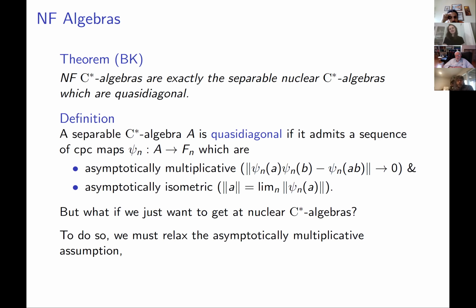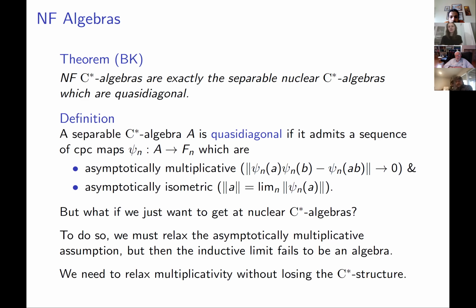Well, the problem is, if we want to tease out quasi-diagonality, we caught it by imposing this asymptotic multiplicativity assumption. But if we try to relax this asymptotic multiplicativity assumption, then the inductive limit is going to fail to be an algebra. That's the whole reason that assumption was put in place, to guarantee that the actual limit is a C-star algebra. So the question is, how can we capture nuclear C-star algebras and somehow separate it from this quasi-diagonality, but still actually get a C-star algebra? So we need to relax multiplicativity without losing C-star structure, and enter order 0 maps.